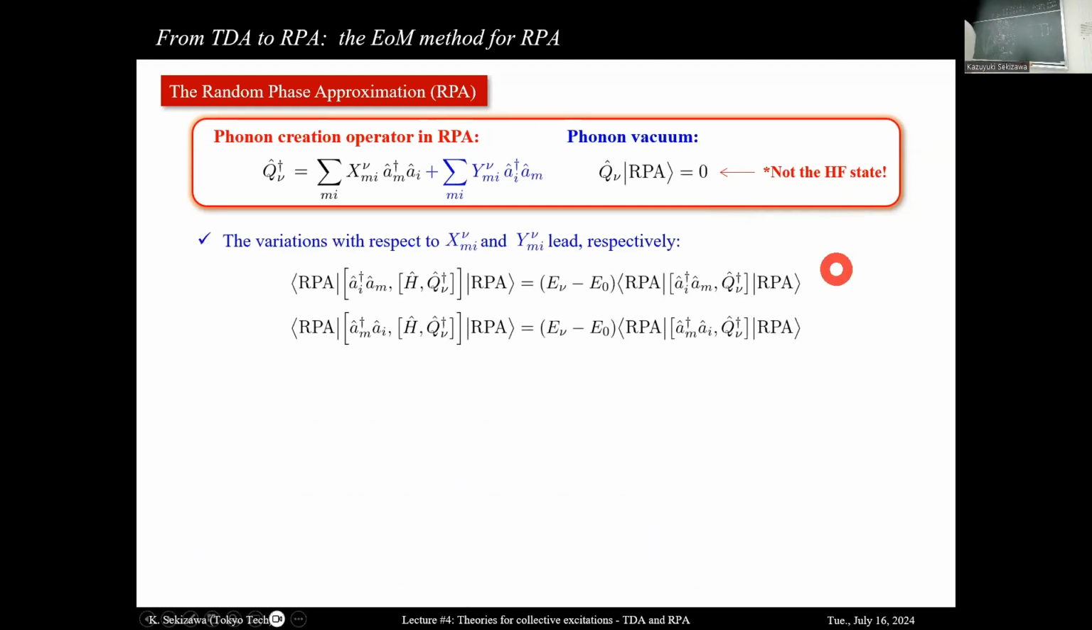So again, what we do is the following variational calculation. What is the difference? Here, we take variation with respect to not only x, this forward amplitude, but also y, this backward amplitude. And it will give you these two equations.